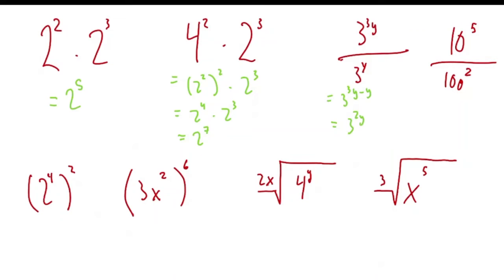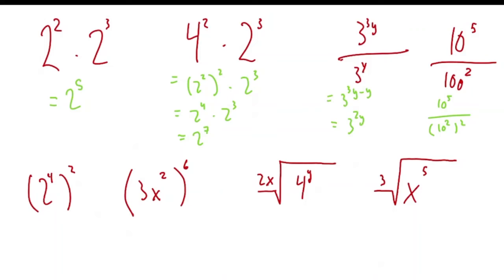Now we have another situation here where the bases are not the same. So what we can do is go ahead and change the bases. So we have 10 to the power of 5, right, over 100 squared. So what I'm going to do is change the 100 into the base of 10, right? So 100 is equal to 10 squared, right? And we'll apply that right here.